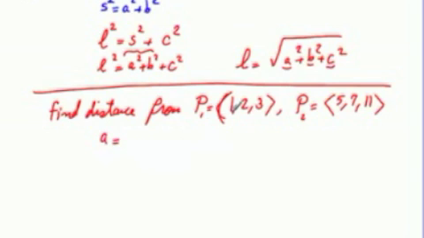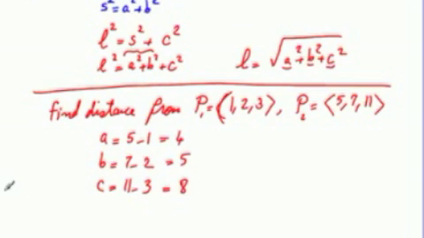We have gone from 1 to 5. Who plays the role of B? That's a Y movement. I moved from 2 to 7. Who plays the role of C? I have gone from 3 to 11. So 4, 5, 8. So what are we talking about?